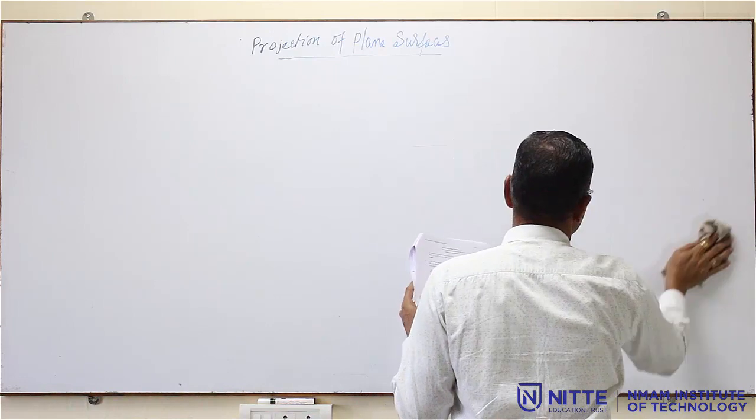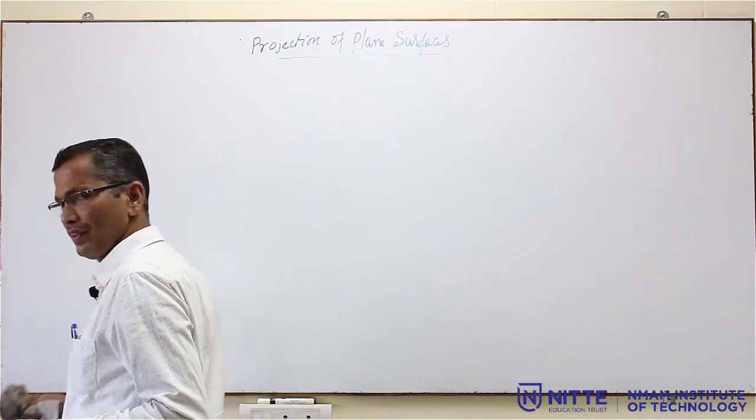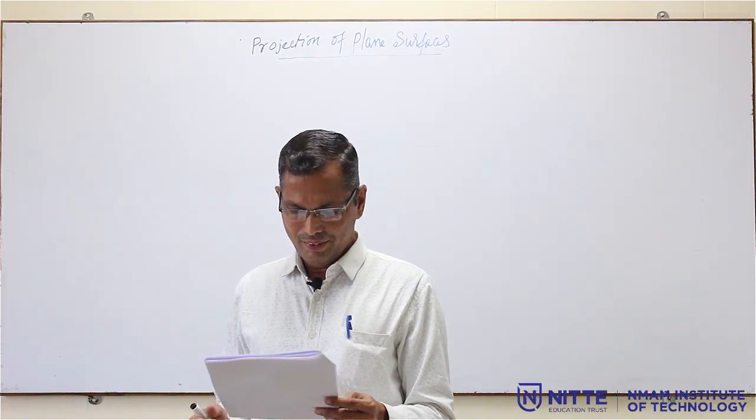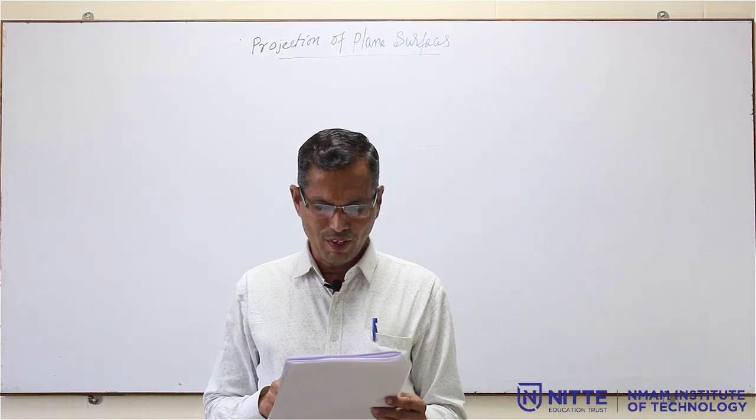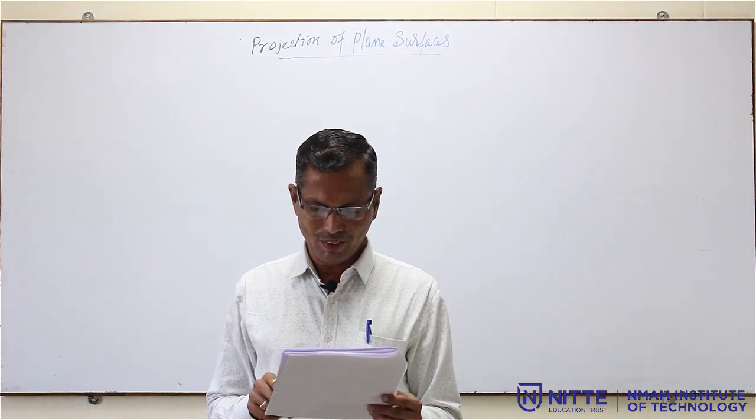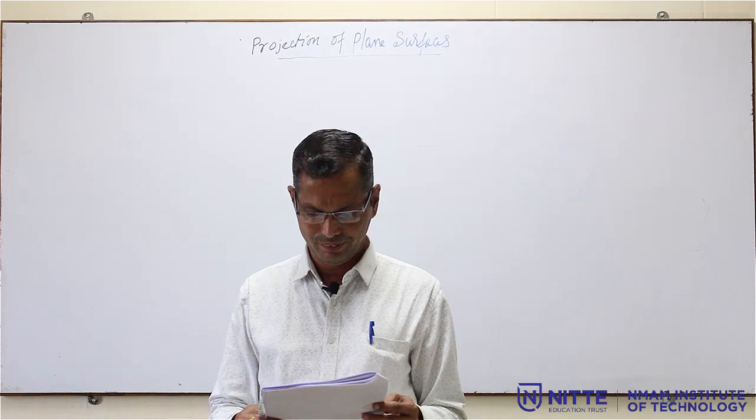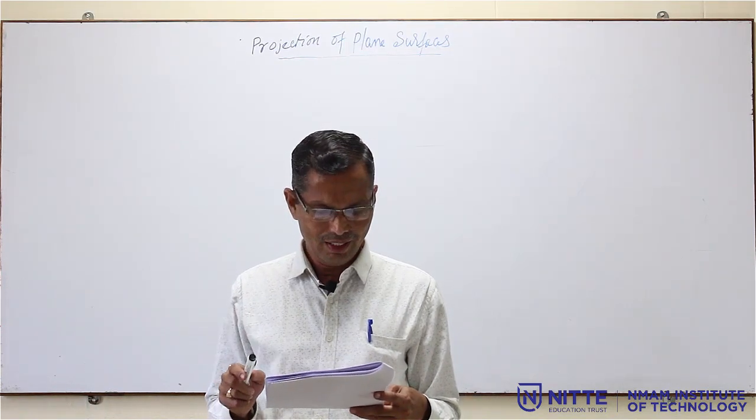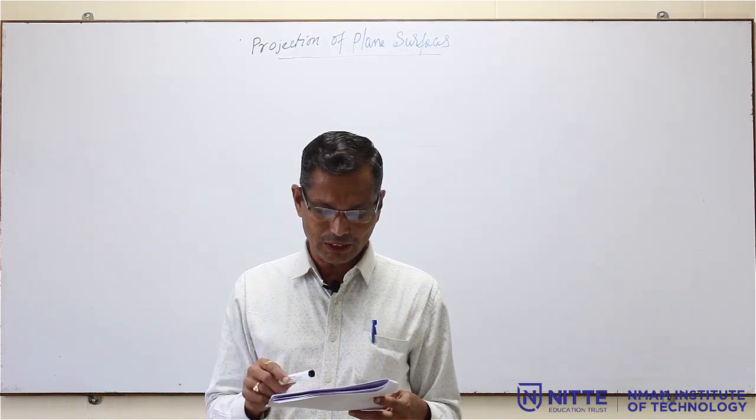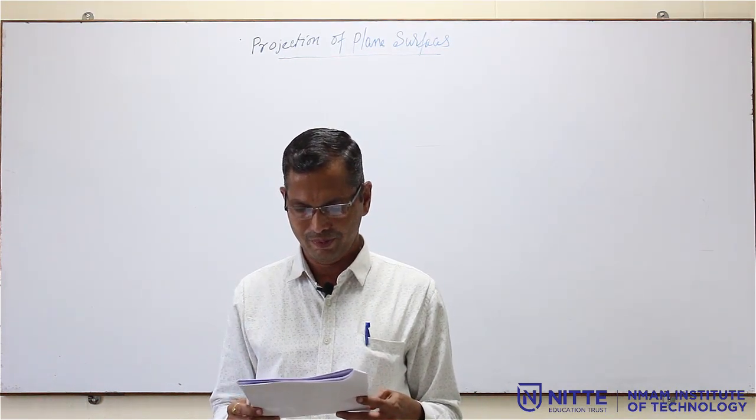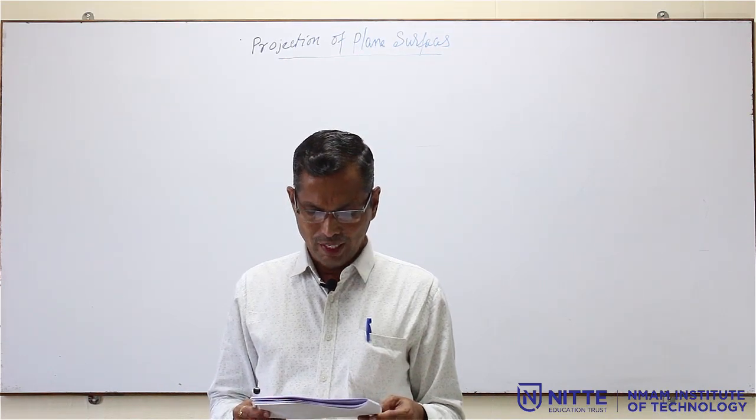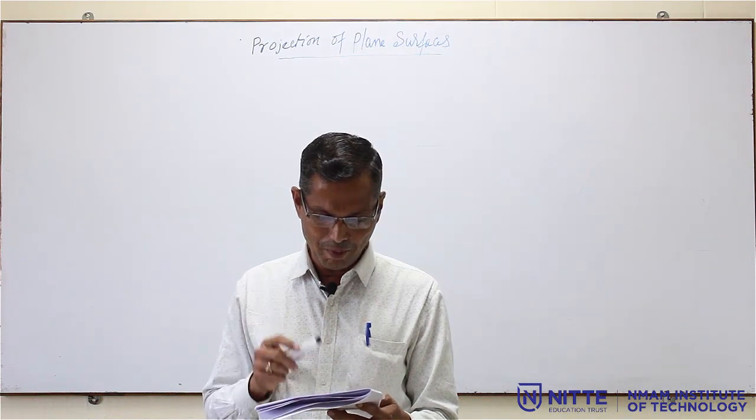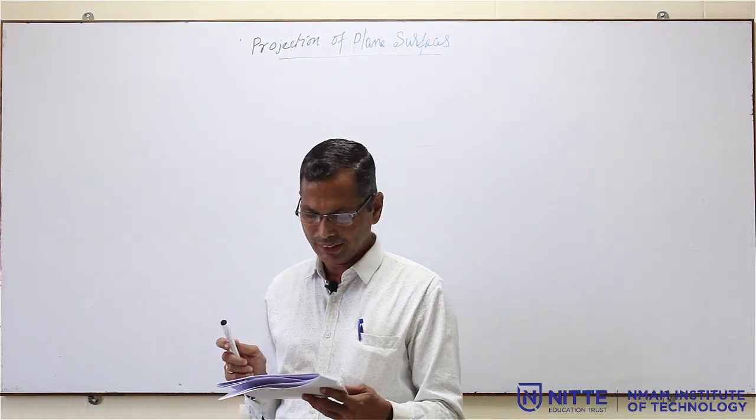Problem number 8. A regular pentagonal lamina of 25 mm side is resting on one of its corners on HP, while the side opposite to this corner touches VP. If the lamina makes an angle of 60 degrees with HP and 30 degrees to VP, draw its projection.